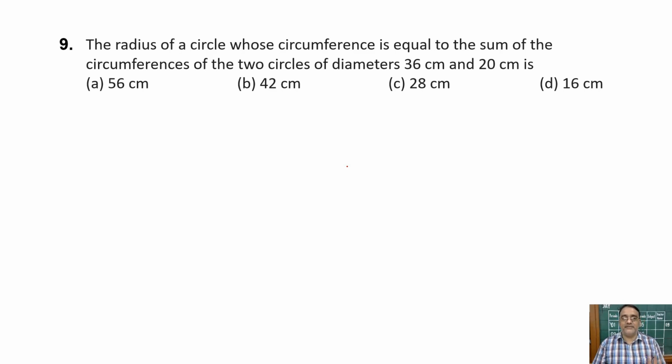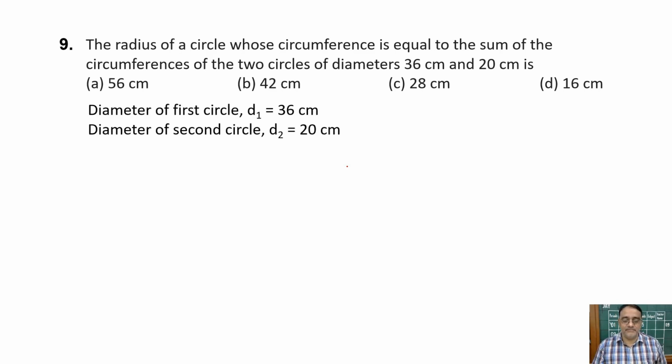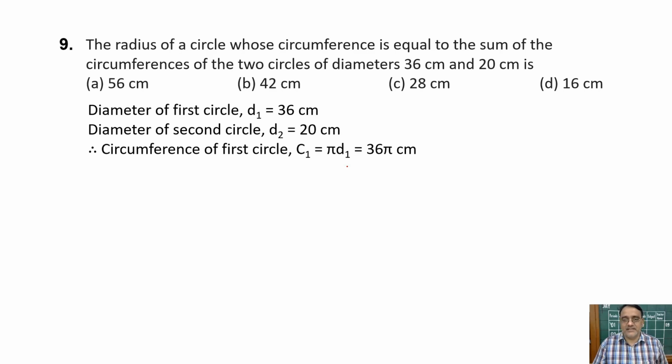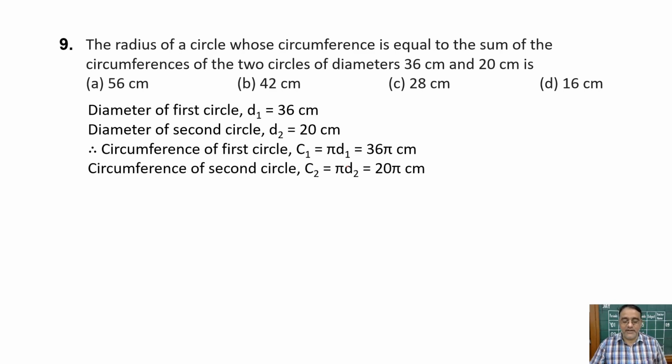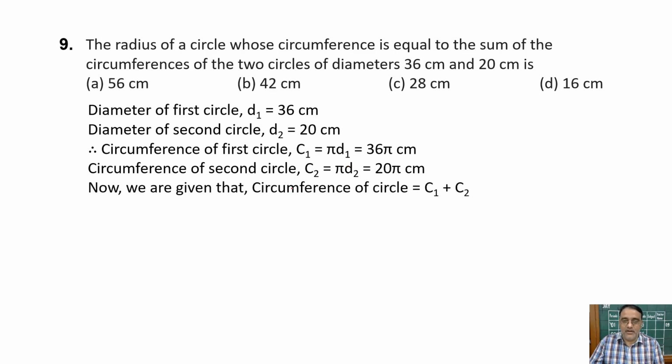Again, the diameter of the first circle is given 36 centimeter and the diameter of the second circle is given 20 centimeter, right? And we know the formula for circumference: 2 pi r, or we can write pi into d also. Okay, so हम लोग pi d1 लिखेंगे. First circle का pi d1 that is 36 pi and the second circle pi d2 that is 20 pi, right? According to the given statement, the circumference of the new circle is equal to c1 plus c2, right? और इसका हो जाएगा pi into capital D is equal to pi d1 plus pi d2.